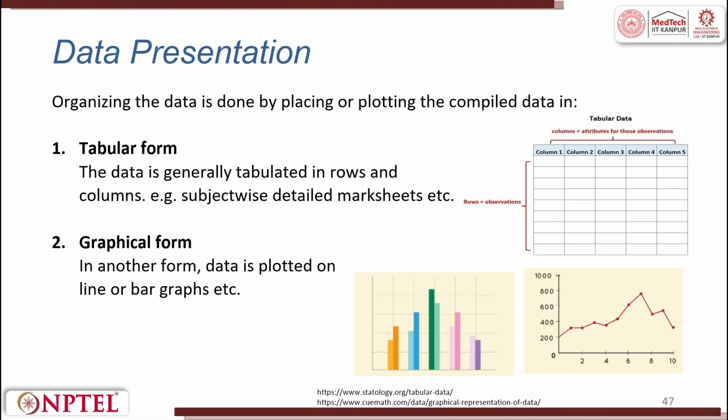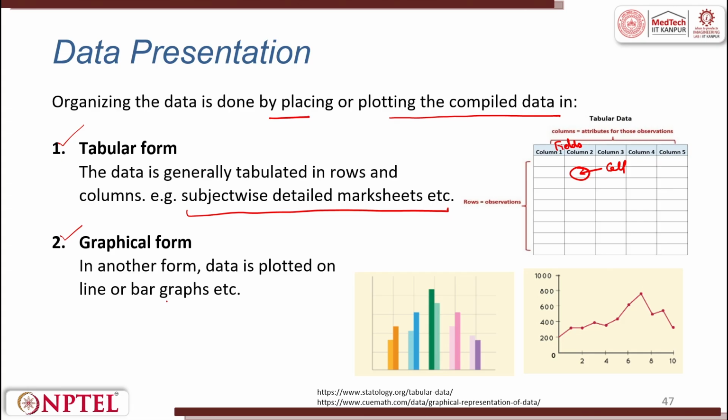Now, let me talk about how we present the data. To present the data, there could be two forms. Organizing the data is done by placing or plotting the compiled data in a tabular form or in a graphical form. The data is generally tabulated in rows and columns, for example subject-wise detailed mark sheets. You see there are columns, which we also call fields, and we have rows where we have observations, and each of them is known as a cell.